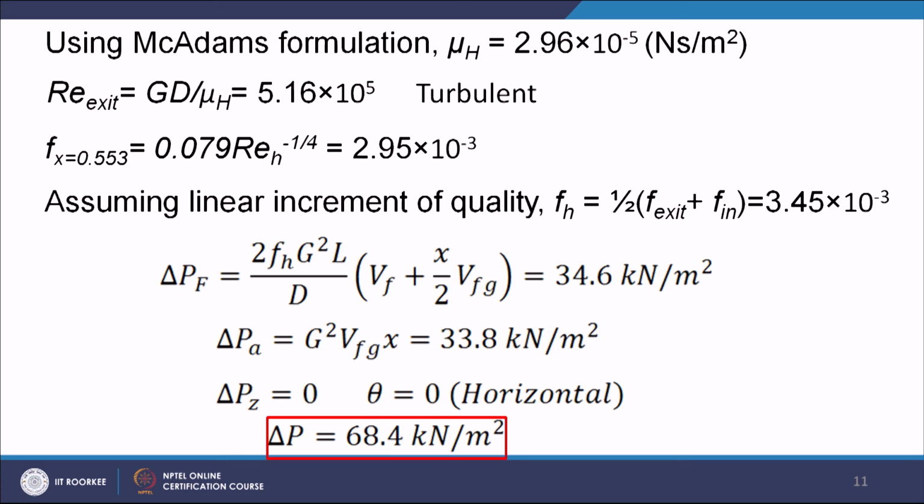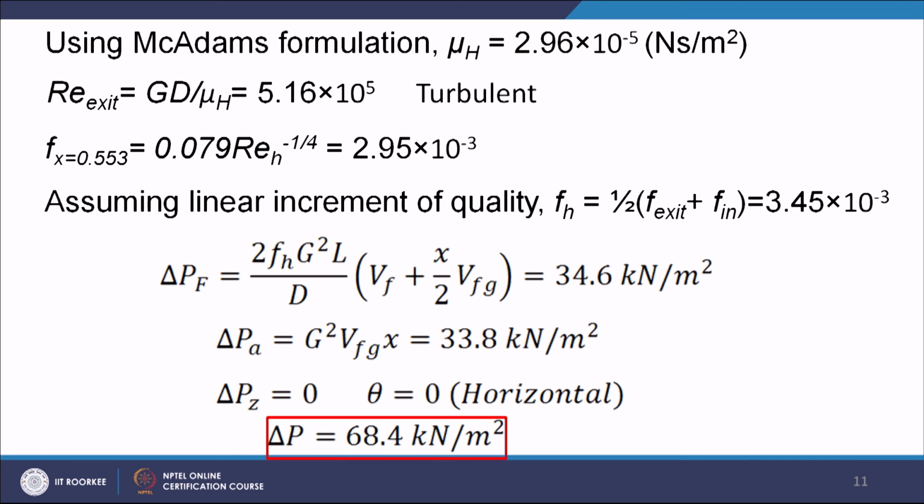We can find out the friction factor using the same formulation, and it comes out to be 2.95 into 10 to the power minus 3. Once we get both the friction factors, it is very easy to find the average friction factor, which is F h equals half of F exit plus F in. This comes out to be 3.45 into 10 to the power minus 3.